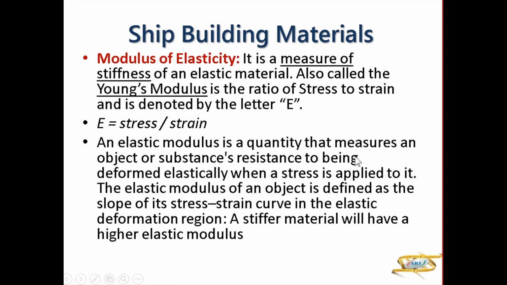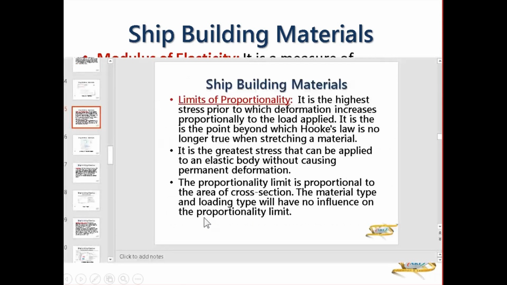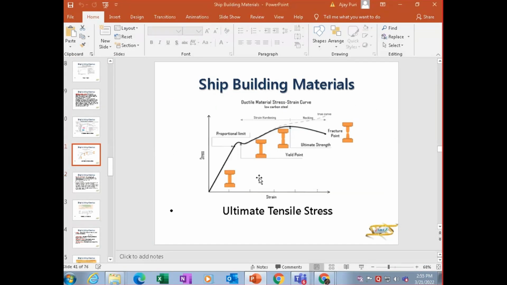It is a quantity that measures an object or substance's resistance to being deformed elastically when you're applying stress to it. It can also be defined as the slope of the stress strain curve in the elastic deformation area. So this slope we are talking of, the gradient.